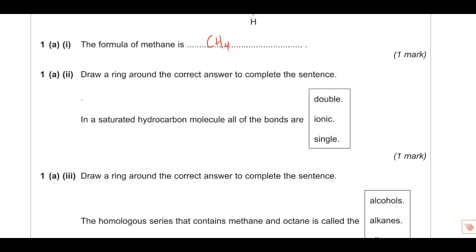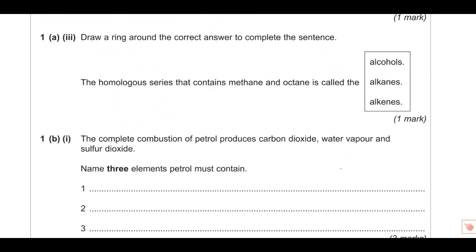Moving on, draw a ring around the correct answer. They like this. Note that you only have to draw a ring around one answer. So in a saturated hydrocarbon molecule, and this is an important bit, all of the bonds are what? Well, the term saturated means single bonds, so we draw a ring around that answer, and there we go, got ourselves another mark. So the start of this paper is quite an easy bit.